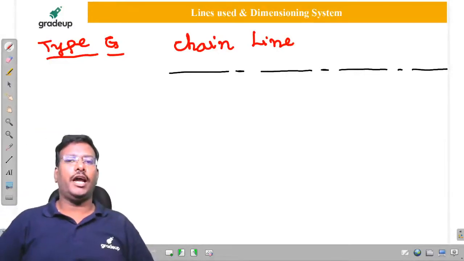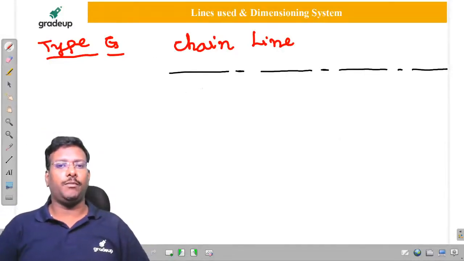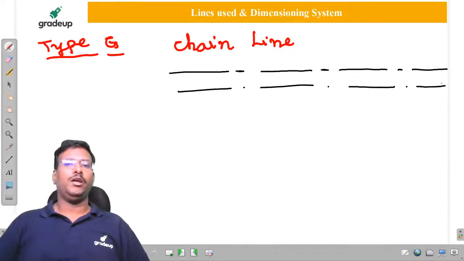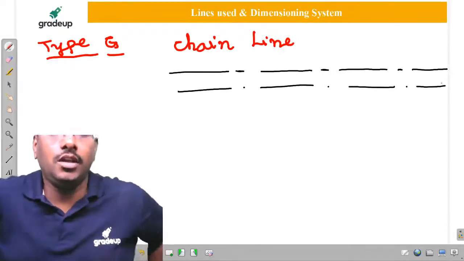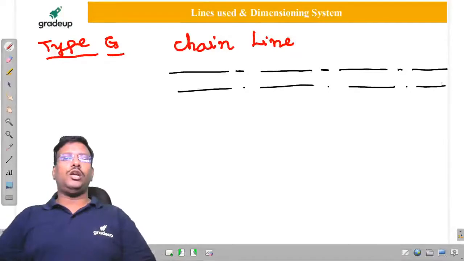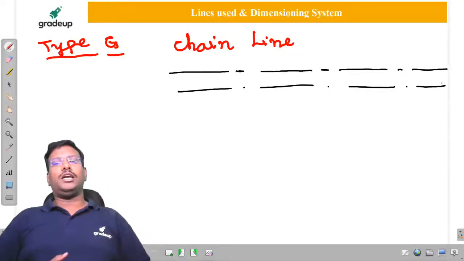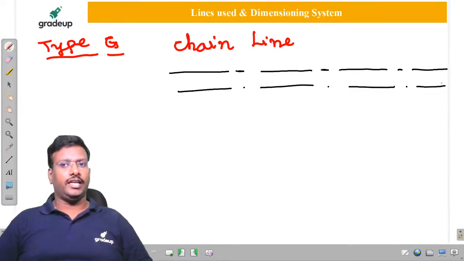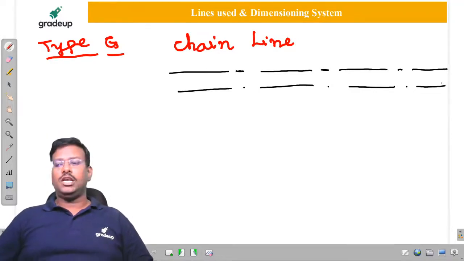Remember, after ISO, we are using this type of thing. Before ISO, it is not like this. It is going to be a dot. Both meanings will be the same. Before ISO formation, they used it like this in India. But after that, they are using straight line, hyphen, straight line, hyphen, like that. So this is going to be the chain line.